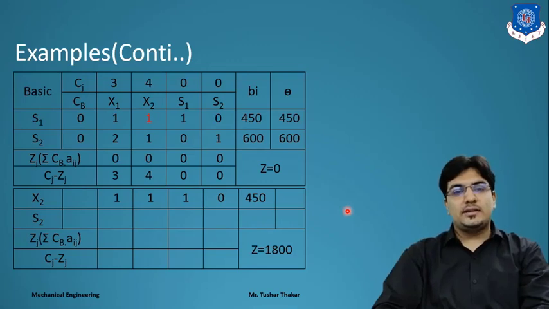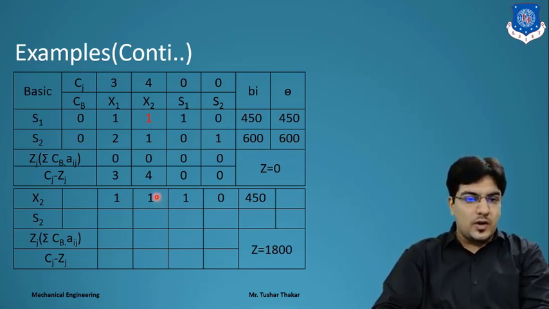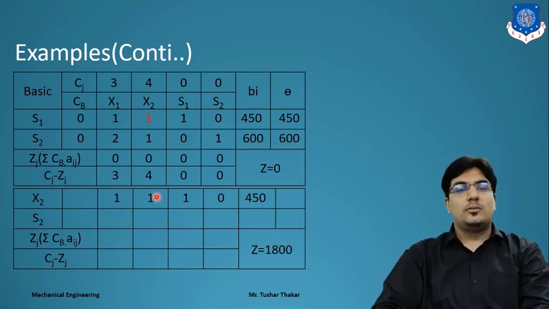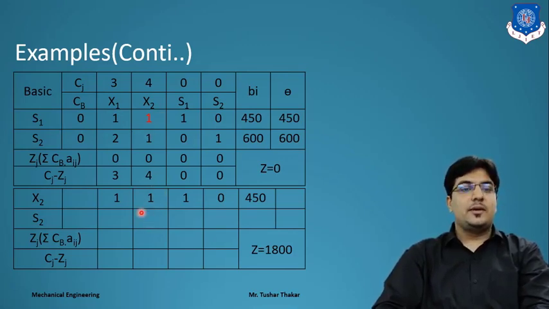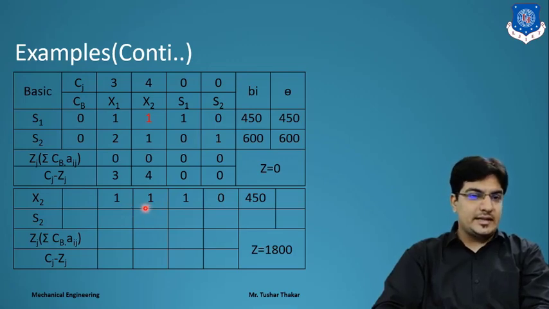So what is the aim? We have to make a 0 below or above the key element. Here two values are there, so we have to make a 0 at point 2. So what is the next iteration? This is our old row, this is our new row. So for S2, we find it as old row minus new row for getting a 0.